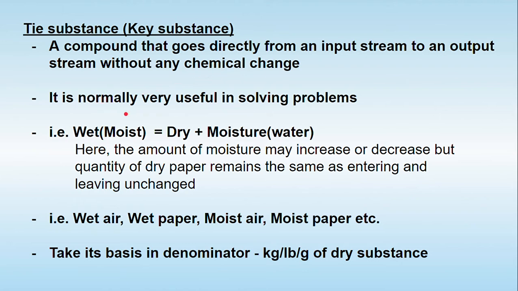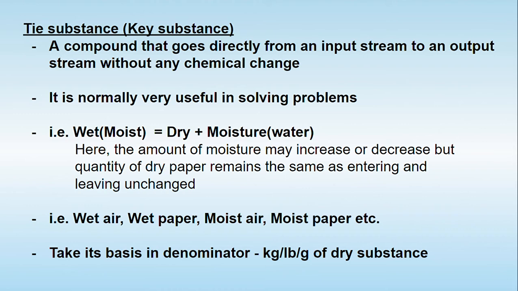Let's take the example of wet paper, wet air or moist air. Moist air consists of dry air plus the moisture or water vapor. Now what will happen during the process? We can find that the amount of moisture is either increased or decreased. But the quantity of the dry air remains constant. The same amount of dry air that enters the system is leaving the system unchanged.